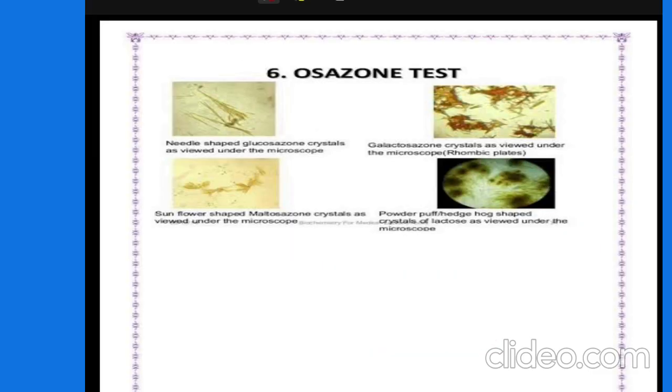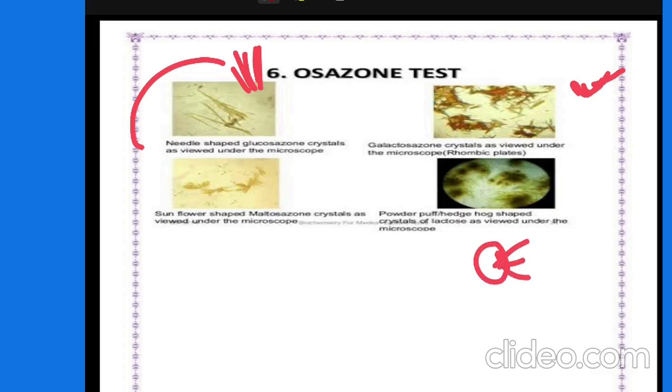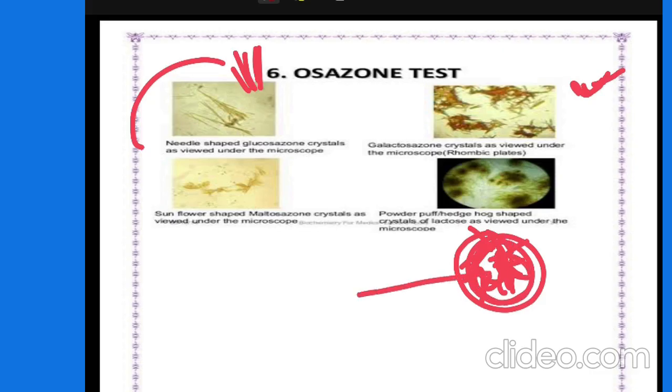Coming to the next slide, have a look at the Osazone crystal. So it is the needle shaped crystal. You can see over here, this is the needle shaped crystal. This kind of crystal is a glucosazone crystal. This is a sunflower shape appearance. This is a maltosazone crystal. This is the galactosazone crystal, rhombic plates. And this is a powder puff appearance. It is the crystal of lactose. Commonly lactose or glucose may be given in your exam.